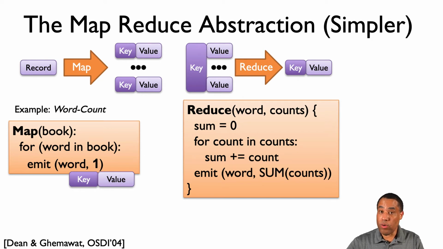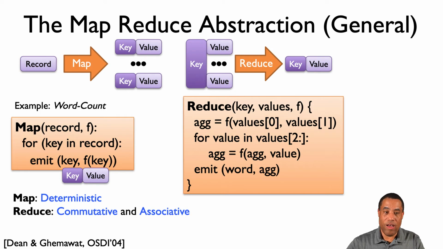And then our reduce is the same. It's just going to take, for all of those word and one pairs, and sum them together and just emit word and the sum of all those individual ones. So there are some important properties here. Our map has to be deterministic, and our reduce function has to be both commutative and associative, right? Both of these have to hold true, or MapReduce isn't going to work.